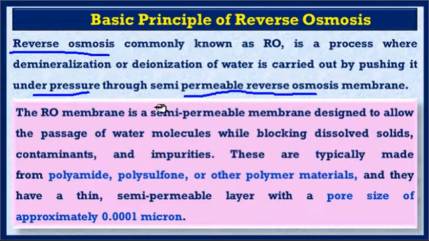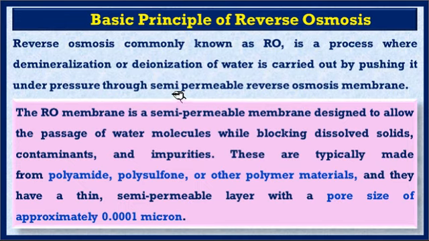Here three things are important in this definition. First, the demineralization or the deionization. Second, under pressure. And third, semi-permeable reverse osmosis membrane. So first, demineralization or deionization means the removal of all the ions or minerals from the water. Second, it is carried out under pressure. Third, it is carried out with the use of the semi-permeable reverse osmosis membrane.